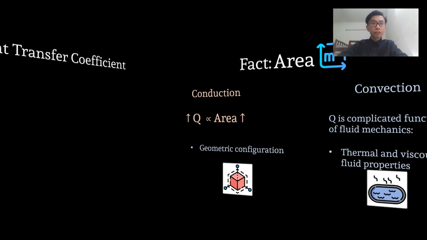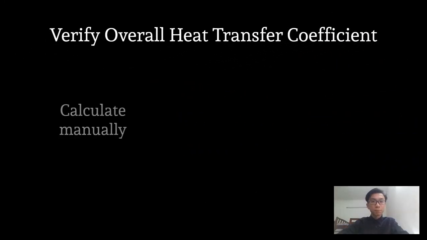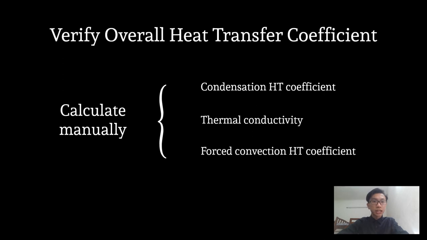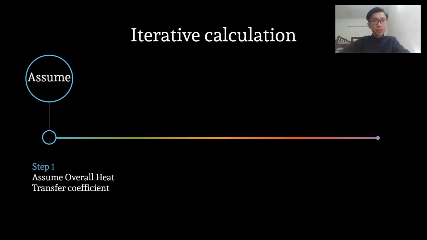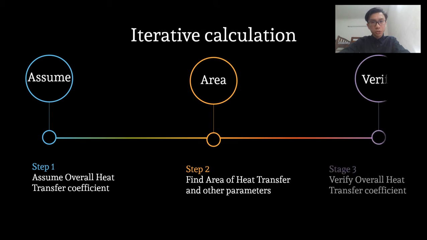However, we have to verify the overall heat transfer by calculating manually the condensation, conduction, and convection heat transfer coefficient. If the calculated overall heat transfer coefficient has a large difference with the assumed value, iteration needs to be done from assumed U, find the area, and verify U, until both values have a small difference.